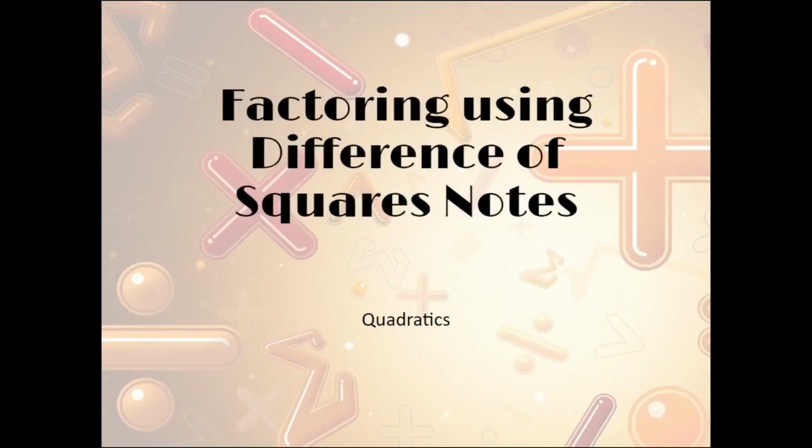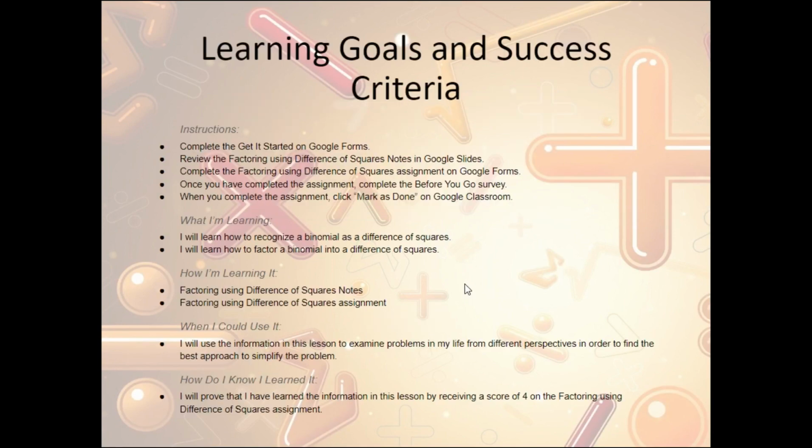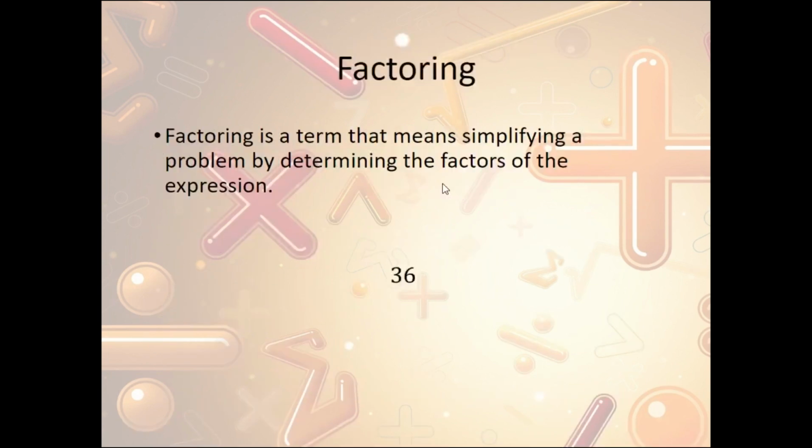Let's take a look now at the factoring using difference of squares notes. The notes begin with the learning goals and success criteria. Now, factoring. Factoring is a term that means simplifying a problem by determining the factors of the expression. So we need to be able to pick out a common factor that exists within a number or a set of numbers. So in this case, let's just look at 36.